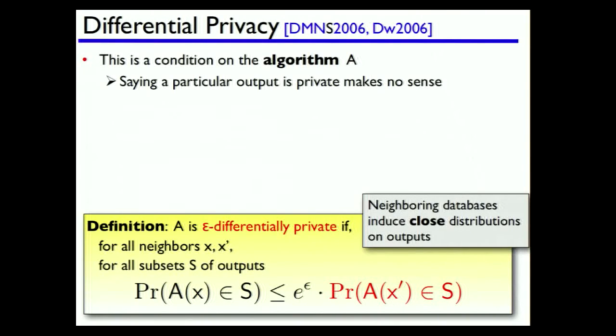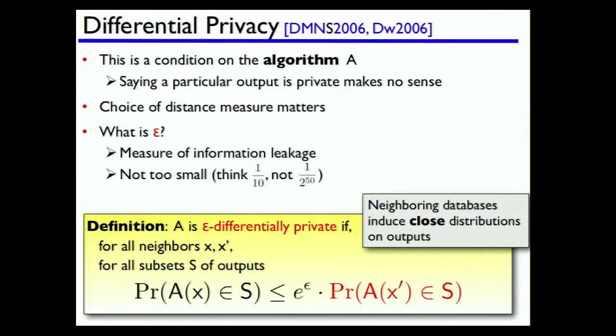Okay, so one thing to notice is that the condition is on the actual algorithm. It doesn't talk about a particular output, a particular table being safe to release. And that's very natural, I think, in our community, but it was actually sort of a big deal at the time for this area. Okay, so a lot of previous definitions had this flavor. One thing I will say is that the exact choice of distance measure matters. It matters a lot in terms of how meaningful the definition is. And I'll talk more about that in a minute. And then the obvious question is, well, what's this epsilon here? So it's some measure of information leakage. But it's not too small, unfortunately. I think maybe 1 in 10 or 1 in 100 or 1 in 300, but not 1 in 2 to the 50 or something like that. Okay, and I'll talk more about this in a few minutes.